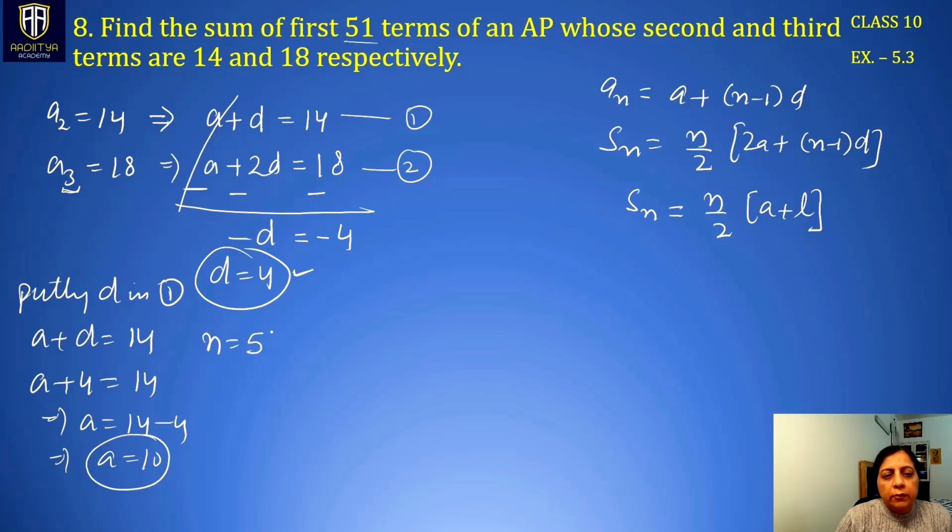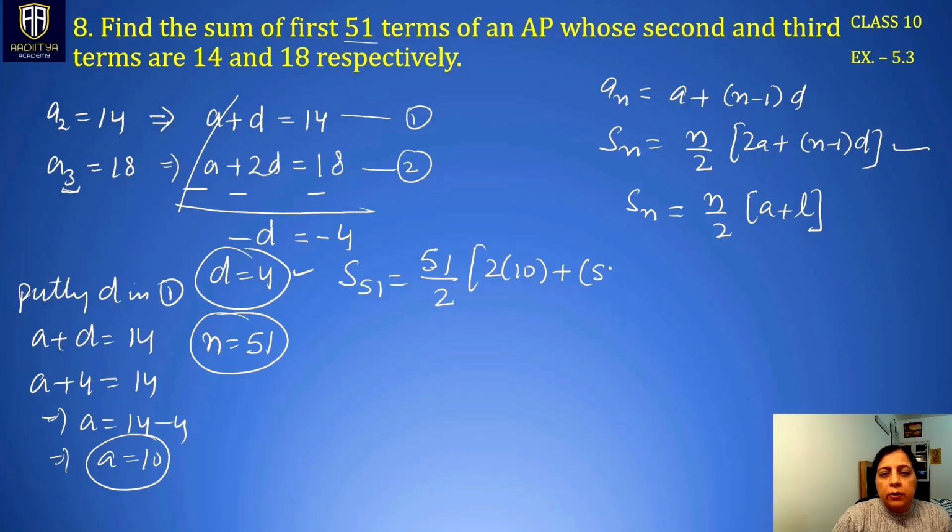n is 51. So we can directly use the formula to find S51. So S51 becomes n by 2, n is 51, so 51 by 2, times 2 times a, a is 10, plus n minus 1, n is 51 minus 1, times d, d is 4. So this is 51 by 2, and in the bracket we have 20 plus 50 times 4.